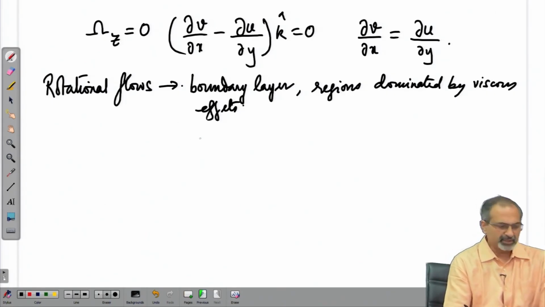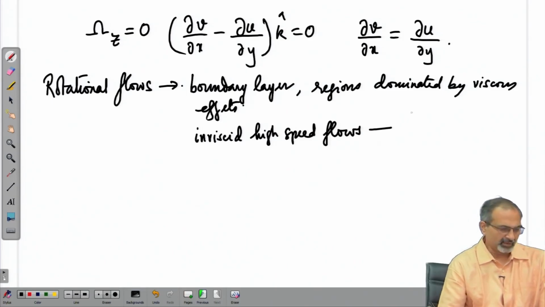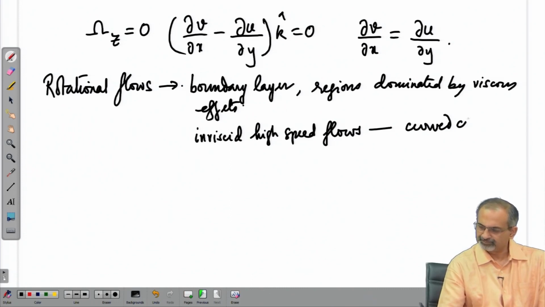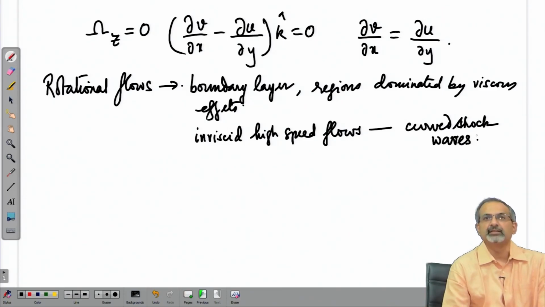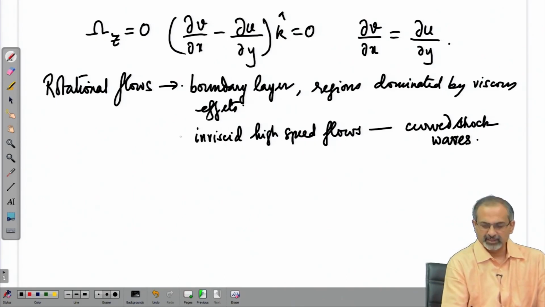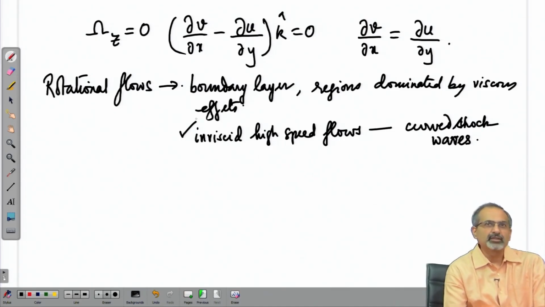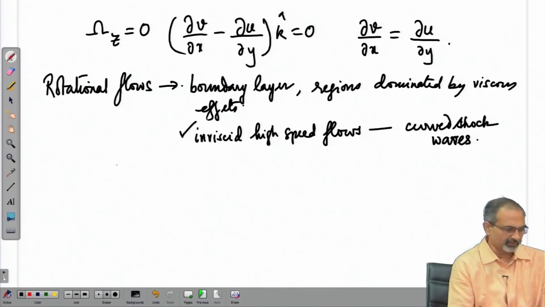Rotationality can also show up in a very different situation in high speed flows, where even if you assume that the flow is by and large inviscid in nature, when there are curved shock waves, there is rotationality in the flow field. That means, the fluid elements can rotate with non-zero angular velocity. We will discuss these kinds of flows later in the course. So, that sums up angular velocity, vorticity and rotational and irrotational flows.